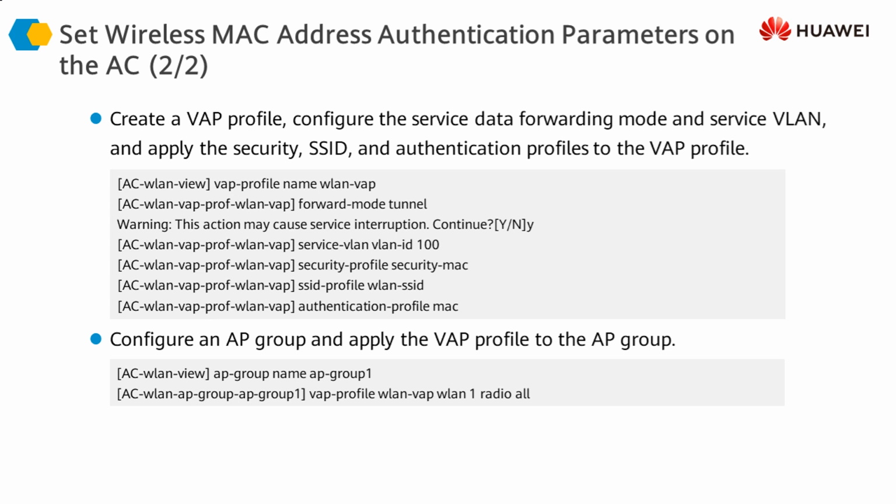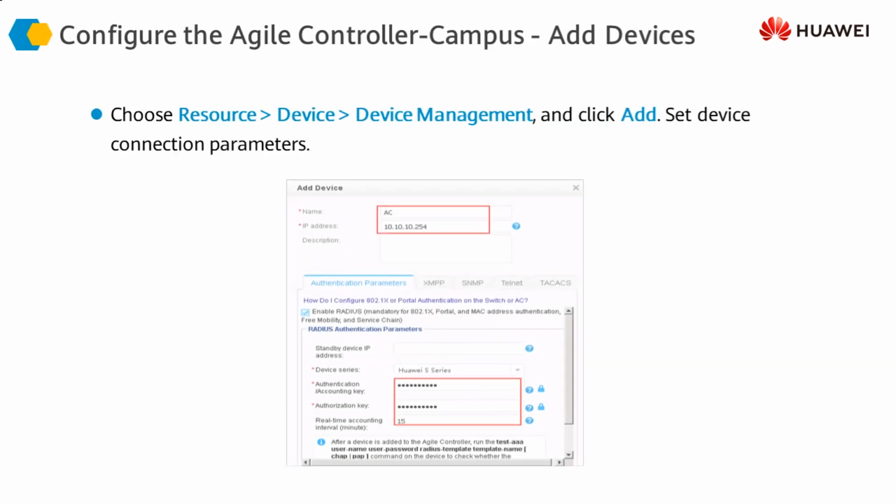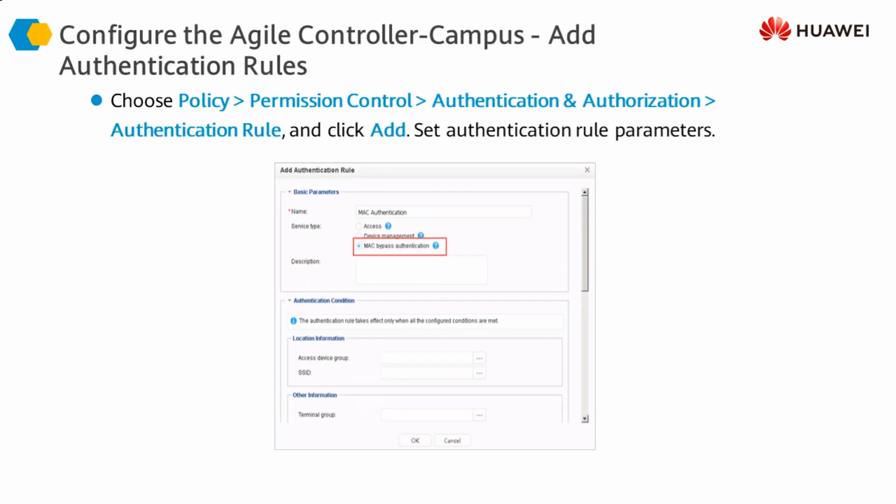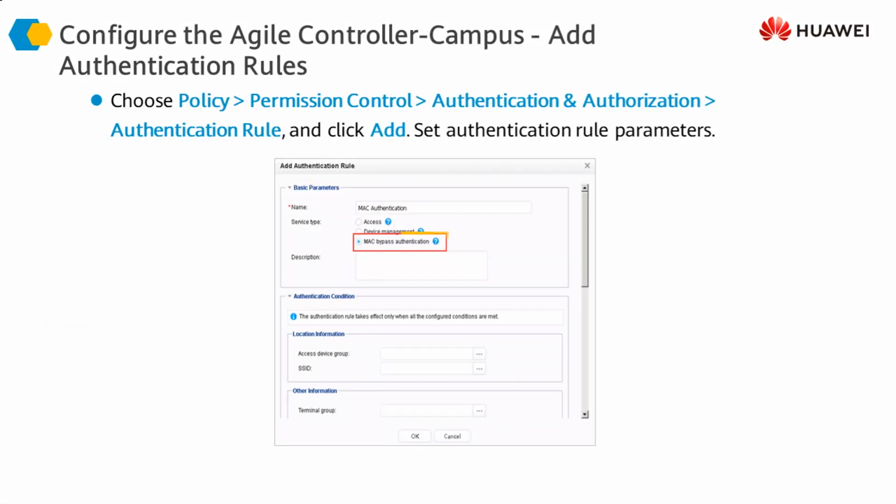Once this is done, then we move over to the agile controller side, and on the agile controller we add the wireless access controller and we configure the appropriate authentication and radius related configurations, authentication and authorization keys. Then we move over to the configuration of the authentication rule. We configure the MAC bypass authentication. We configure the rule that we need to implement MAC bypass authentication. We've already looked at this in previous videos, so I'm just going through this a little faster.